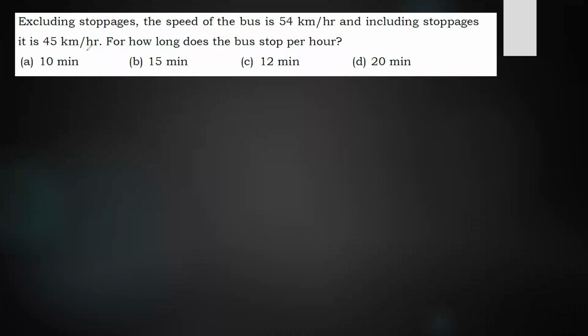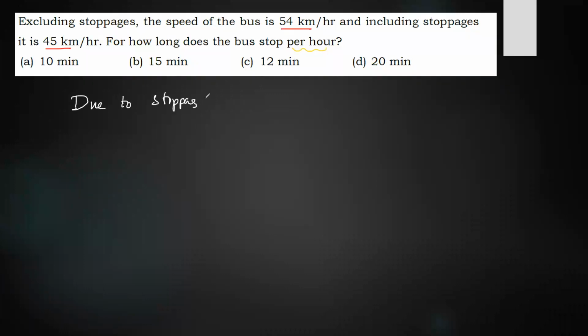So we have to stop at every bus stop. We have to stop for some time. The speed will reduce, then it will again increase, right? So due to the stoppages, the speed is decreased by 9 kilometers. The question is for per hour, right? Usually in one hour the bus goes 54 kilometers. Due to the stoppages, it goes only 45 kilometers. So due to the stoppages, 9 kilometers less. Is it correct?